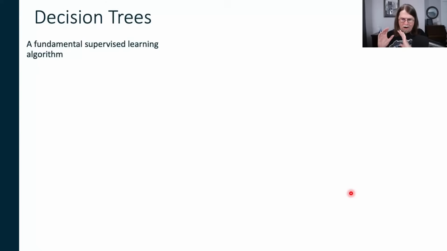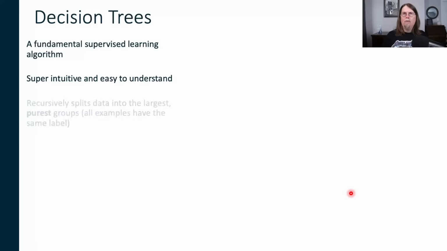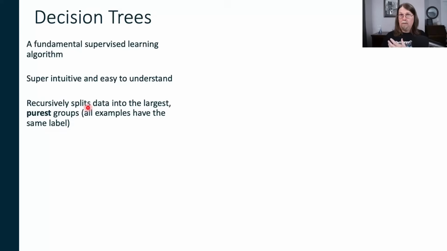So decision trees are a fundamental supervised learning algorithm. If you took a university course on machine learning or data mining or anything like that, what you would find is that decision trees are often covered very early on in the course, maybe even first. And the reason for that is they're super intuitive and easy to understand how they work conceptually. And then you can map that to various other things as you dive into more detail. Now, at a very high level, this is how decision trees learn from data. They recursively split your data set, the training data set, into the largest purest groups. And purity is defined very simply as examples, your rows all have the same label.